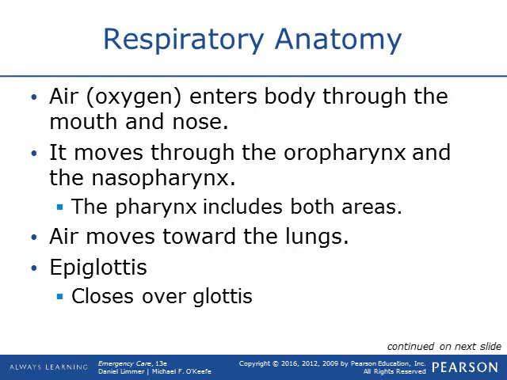Now we'll move on to the respiratory system. So everybody's probably pretty familiar with how it all works. So air, oxygen, enters the body through the mouth and the nose. As it goes through the oropharynx and the nasopharynx, meaning in through your nose and your mouth, which is combined of the whole pharynx, the air moves towards the lungs.